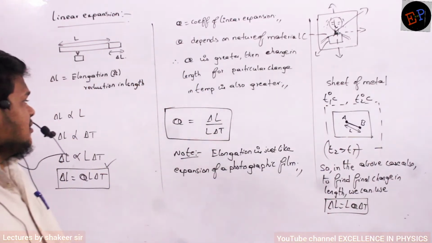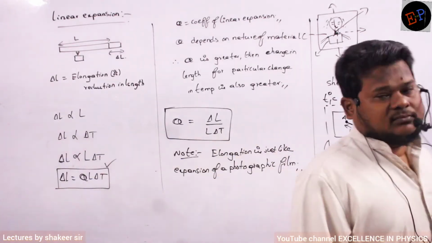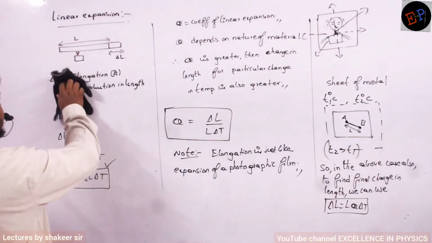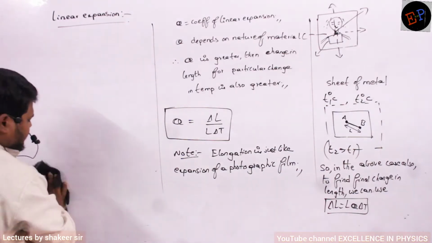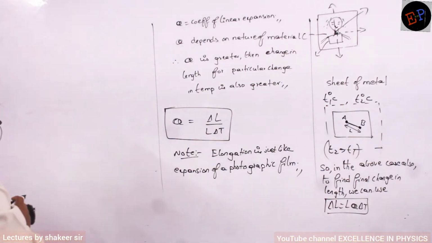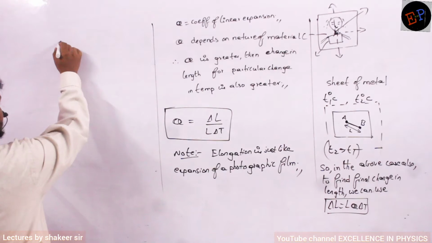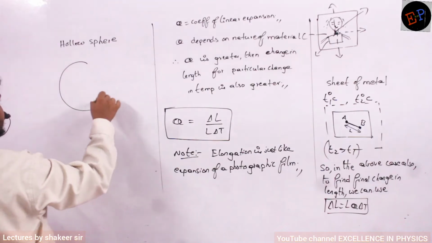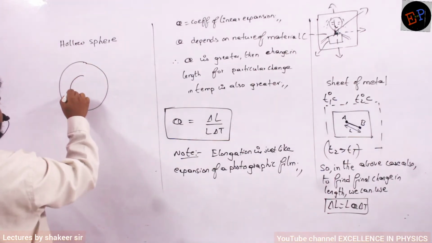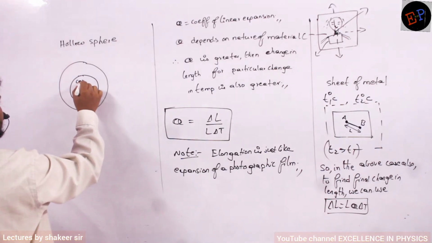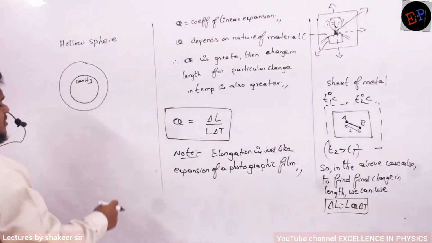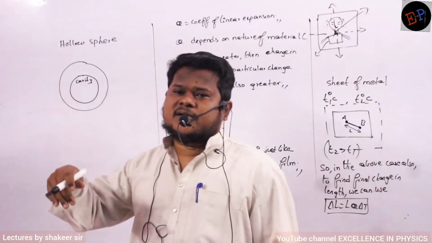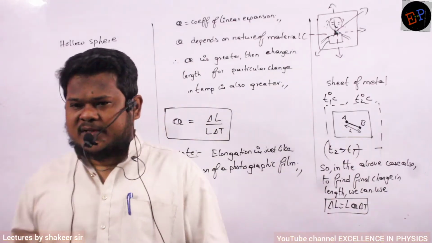Now, for example, if you take, let us see. Okay, see, for example, I take a hollow sphere. So this is a hollow sphere. So inside a hollow sphere, there is one cavity. What is meant by cavity? Cavity means there is some empty space. Are you able to understand? It means this is not a 100% solid sphere. You consider this is a type of hollow sphere. Are you able to understand?